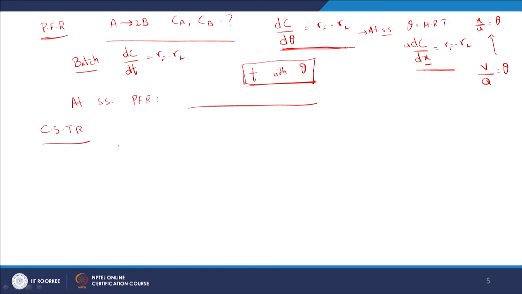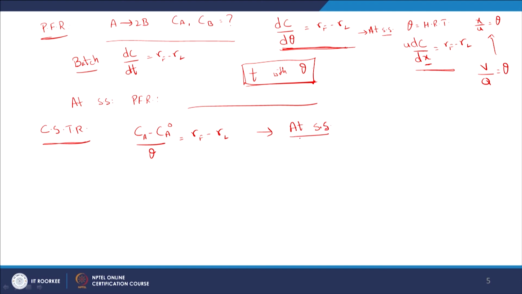And the first aspect is going to be again mass balance. So what's the basic mass balance? I believe it was (CA minus CA naught) by theta is equal to rate of formation minus rate of loss. Again, no differential equation here, and again this is the equation for the CSTR at steady state obviously, right. This is at steady state.